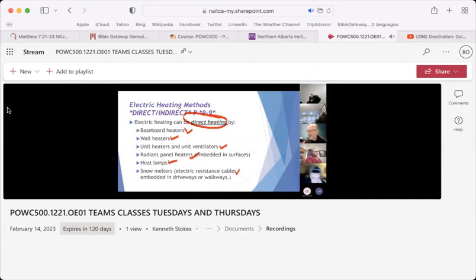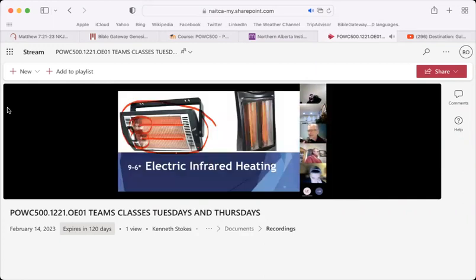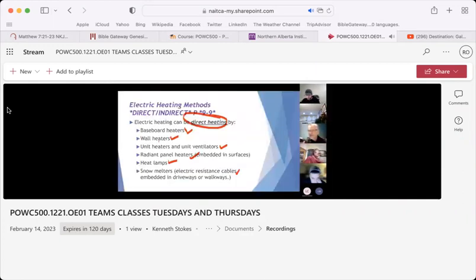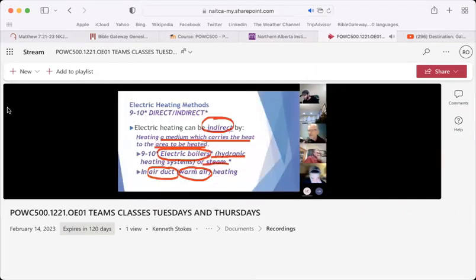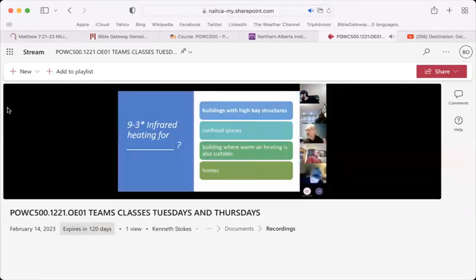So direct, we have a glowing element heating up things directly. Point this heater at something, it's going to heat it up. Or indirect, we heat up a medium such as water or steam, and then take that medium over to the place we need to heat.